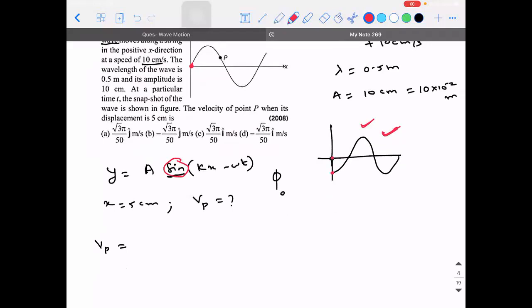So velocity of the particle is minus omega by k into dy by dx. At what point? At x equal to 5 centimeter.